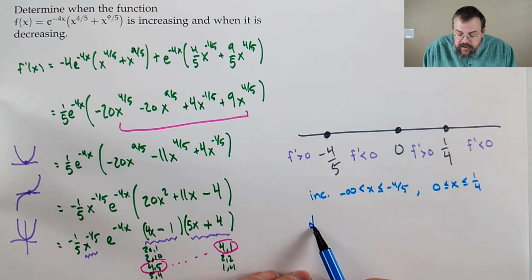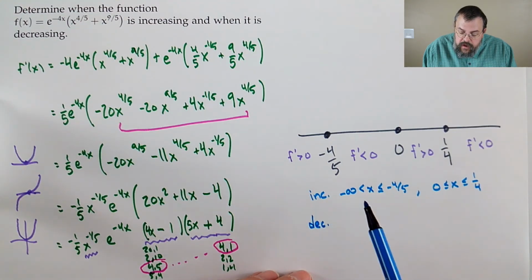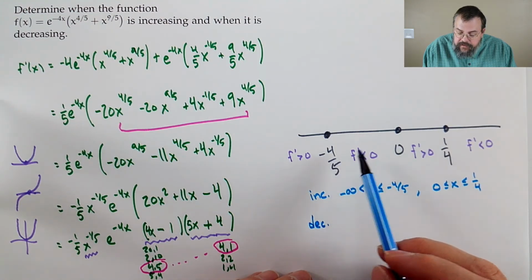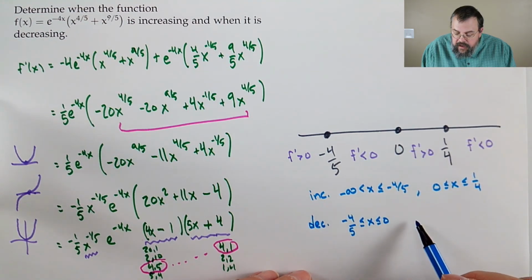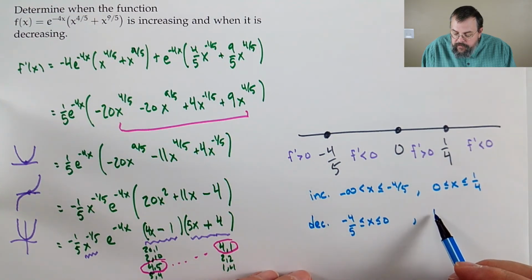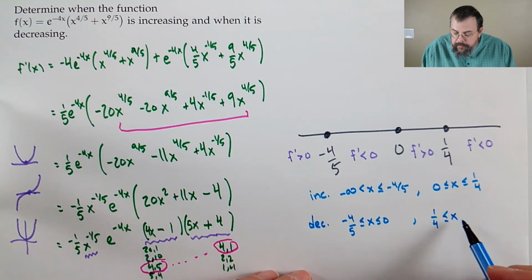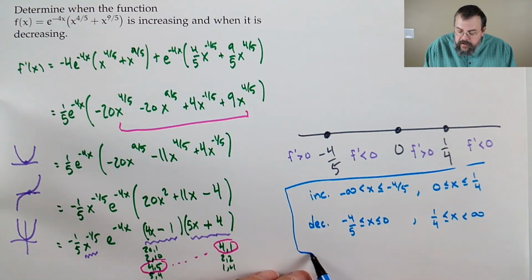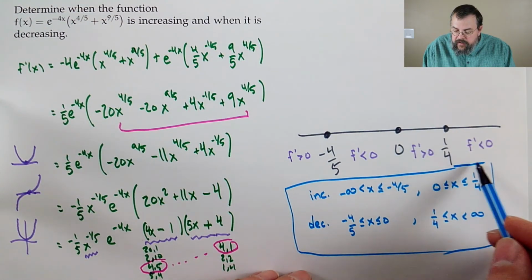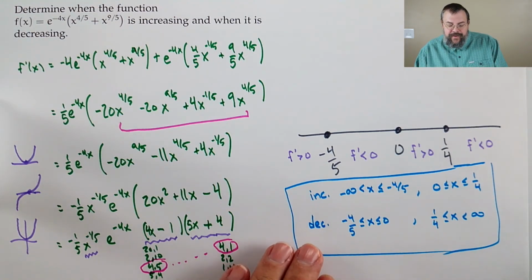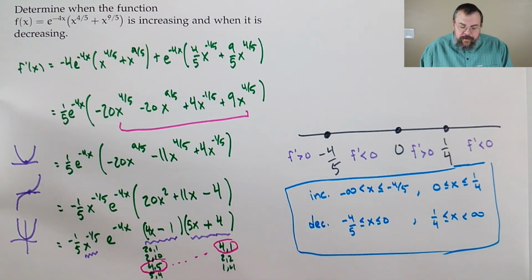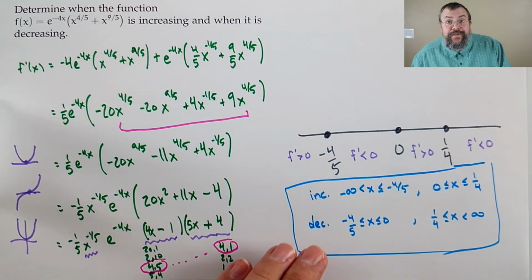We are going to be decreasing, well, from negative 4 fifths to 0. So negative 4 fifths less than or equal to x less than or equal to 0. And starting at 1 fourth and heading all the way up towards infinity. And that is the answer. Nice. Good. Beautiful. The fractions are a little bit messy to work with, but, you know, we've seen worse.